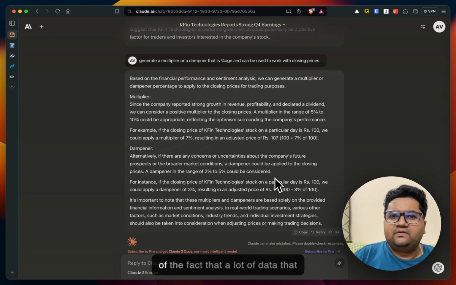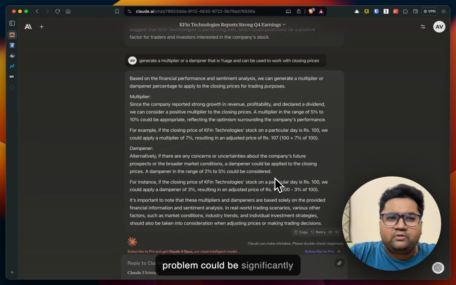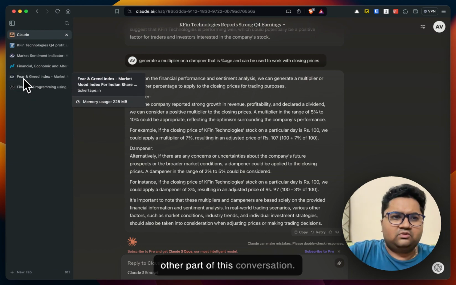However, beware of the fact that a lot of the data that you get could be noise, so the signal to noise ratio for this kind of problem could be significantly high, which is what leads me to the other part of this conversation.